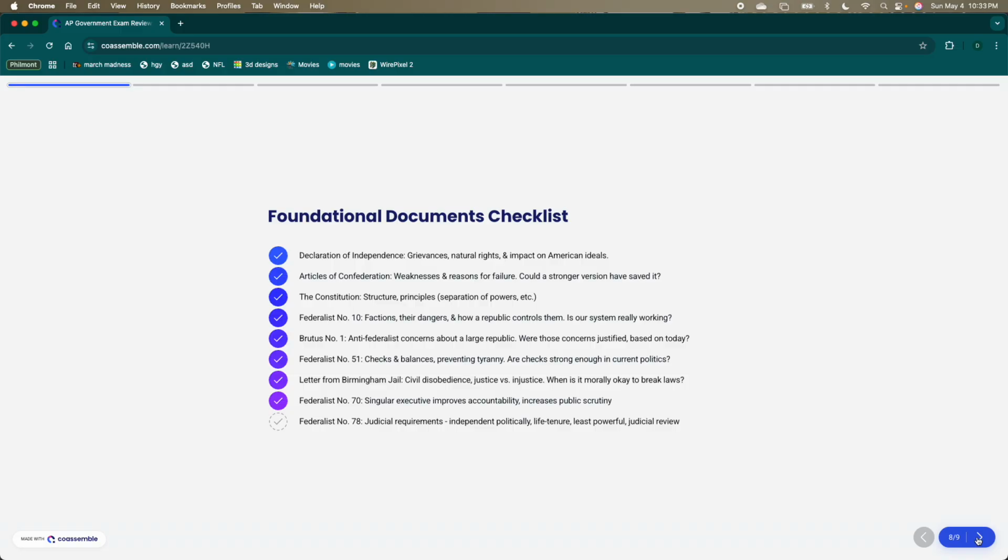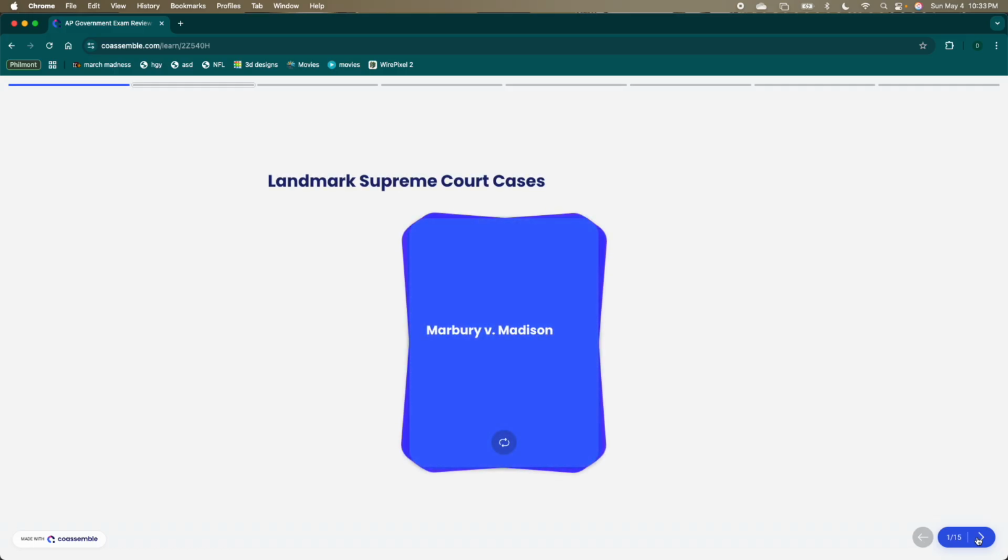And the final foundational document is going to be Federalist number 78, which talks about the requirements for a judicial branch, discussing that it had to be independent politically and the justices must serve life tenure. It also was going to be the least powerful branch of the government, as it didn't have power over the sword or the coin. And it also suggested that there had to be judicial review, which of course would be upheld by the Supreme Court in the first required court case, which we are about to cover. So now we've covered those foundational documents.